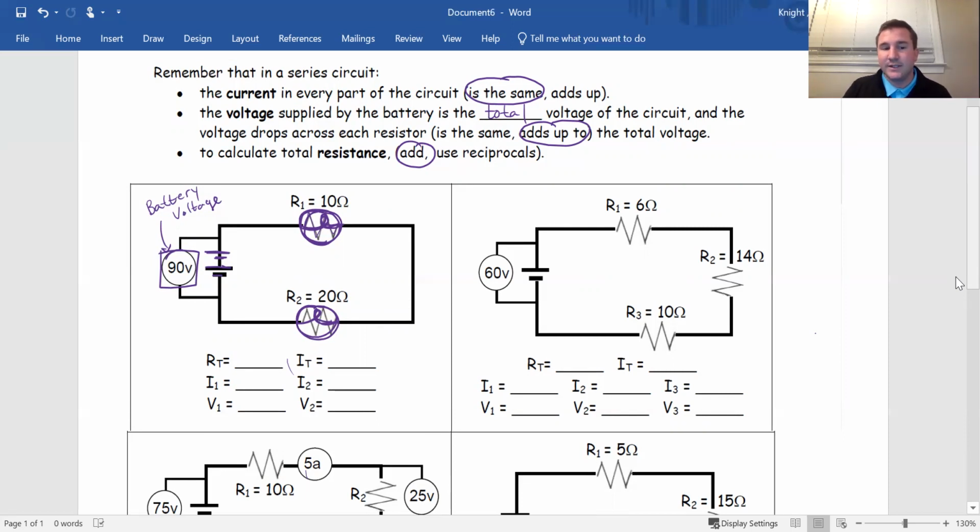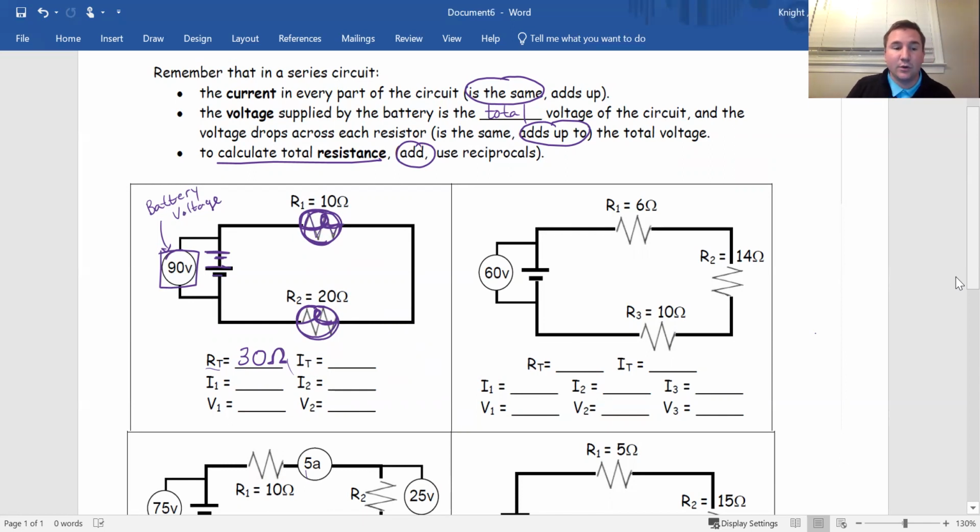Now, the resistance in this one is probably the easiest thing to find because we know to calculate total resistance, all we have to do is add. Well, this is 10 and this is 20. 10 plus 20 is 30. That one's easy. All right, it gives us those 2 resistances. All we have to do is add them to get the total resistance.